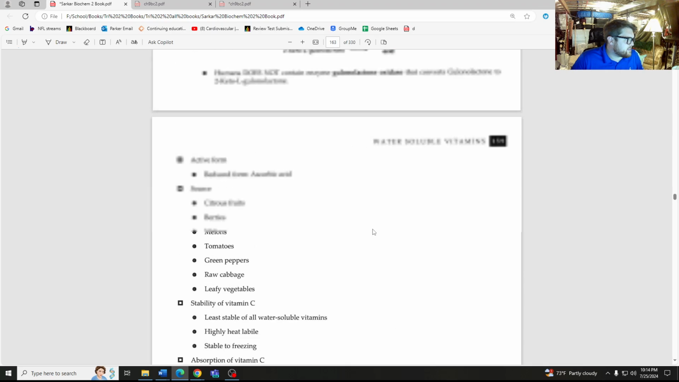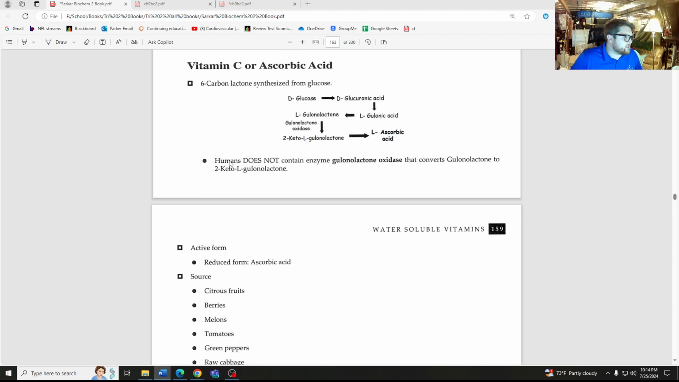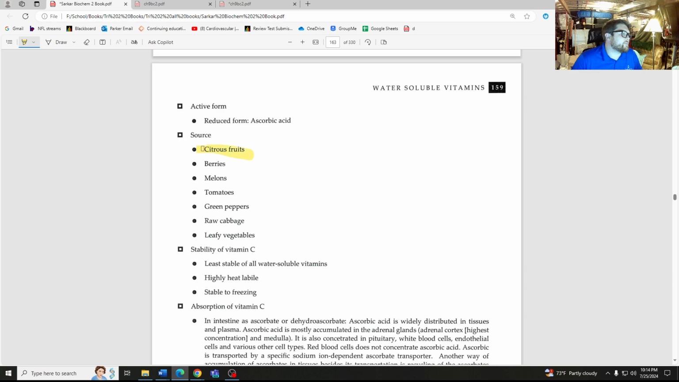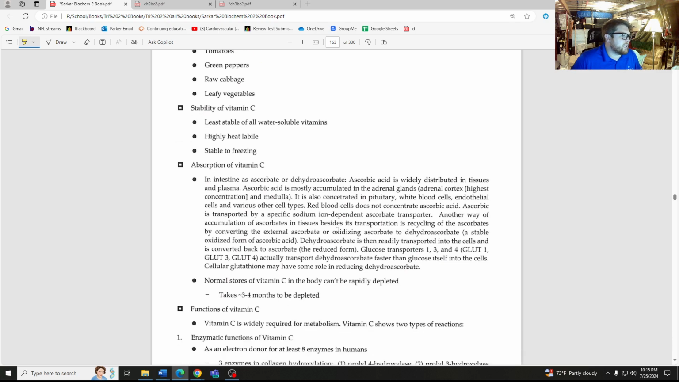I believe all that is left is our vitamin C. Vitamin C, aka ascorbic acid. The biggest thing is that humans do not contain the enzyme gluconolactone oxidase that converts all this kind of stuff. So in other words, we can't get to ascorbic acid by ourselves. Okay, we need our citrus fruits. Vitamin C, think of the pirates. If you don't have vitamin C, you get scurvy. You get teeth falling out, you get gum deterioration, that kind of stuff.